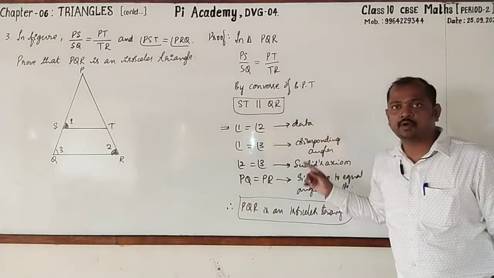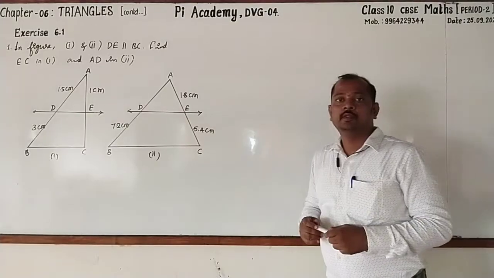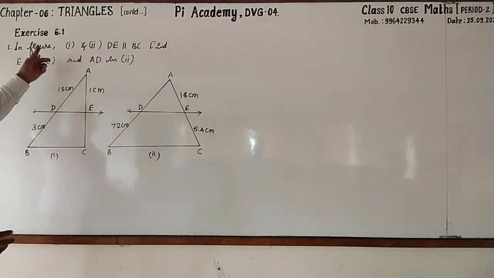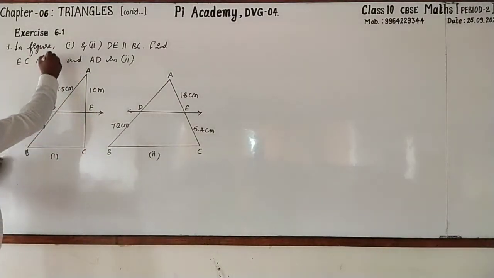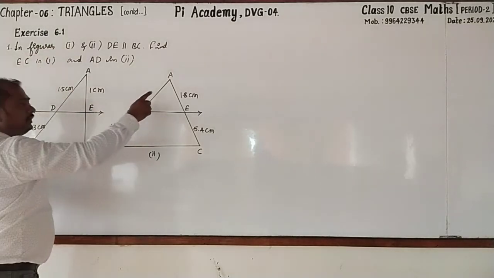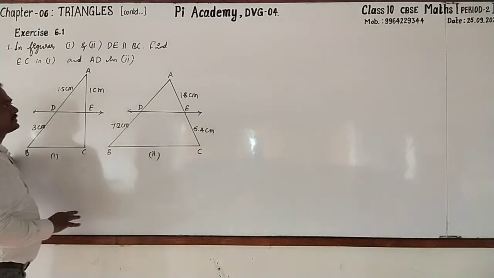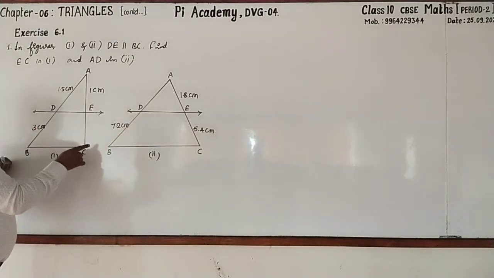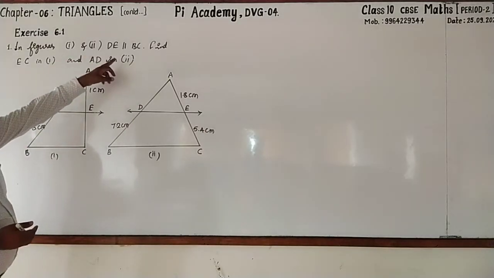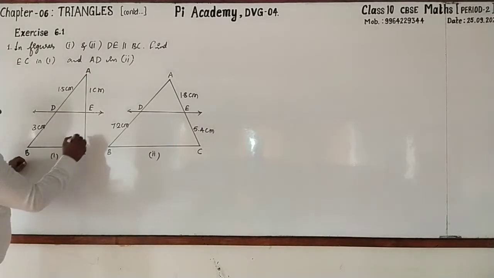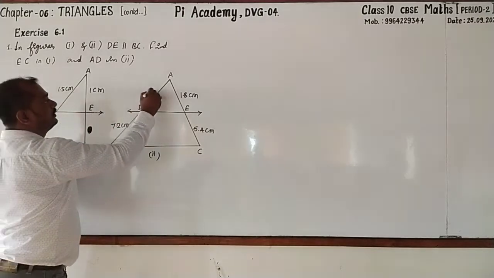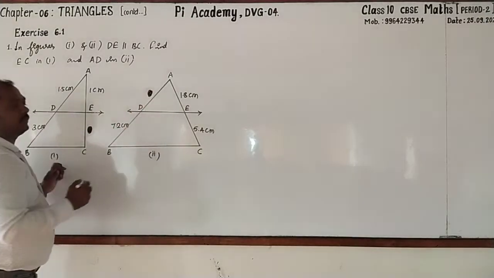Now, please copy this one. Dear students, now we are moving to solve the problems given in exercise number 6.1. In the very first problem, they have given two figures. In both figures, ABC is a triangle and DE is parallel to BC. We have to find out EC, look at this part, in the first one, and AD, this is the part in the second one.